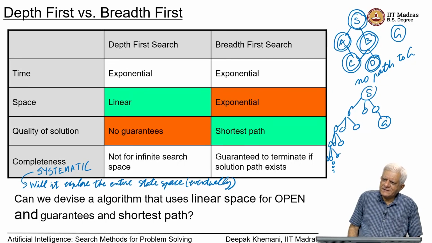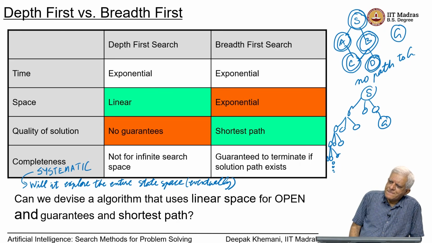Sir, one doubt. Yeah. So there are 2 factors for this difference, right? One is finding the path, and one is whether the search space is infinite or not. Yeah. So for depth first search, see, if the search space is finite, okay, then both algorithms will explore the entire search space and say that the path exists or does not exist. Okay.